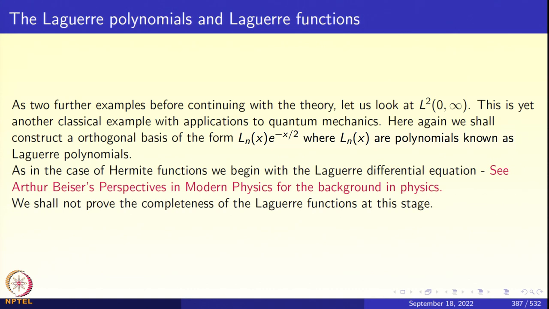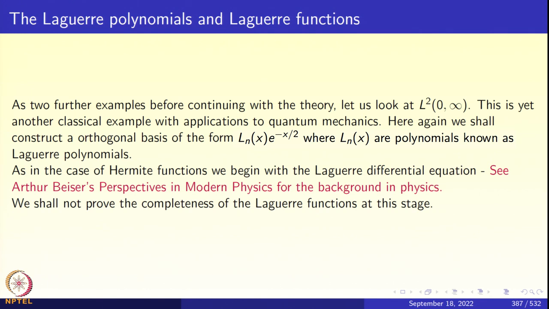The next item are the Laguerre polynomials and the Laguerre functions. These are a system of polynomials and functions in L2 of 0 to infinity. If you think of them as polynomials, then the measure will be e to the power minus x dx. So these polynomials L_n(x) are known as Laguerre polynomials.